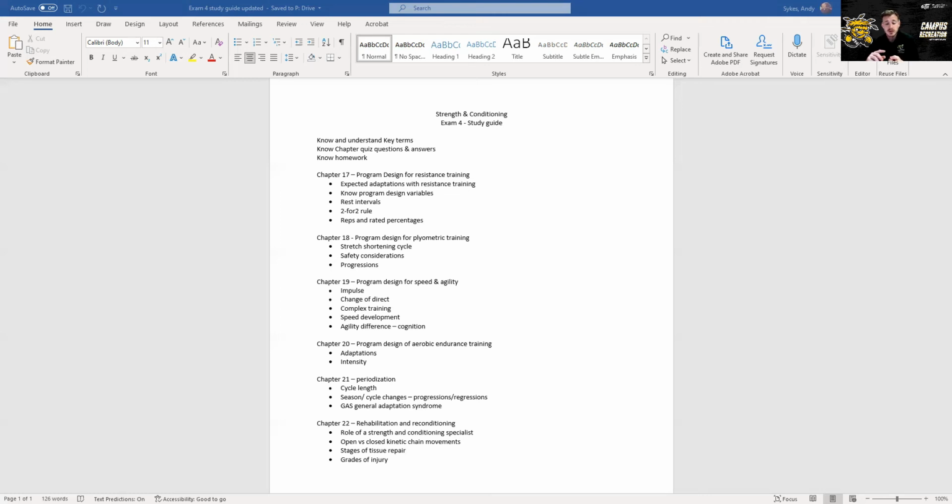Rest intervals. There are some charts in your textbook, but look at those rest intervals depending on your goals. They can be 1 to 12 through 1 to 20 work-to-rest ratios for strength and the phosphagen system. This has to do with energy systems. Muscular endurance is a lot less, 30 seconds. We want to minimize rest for endurance.